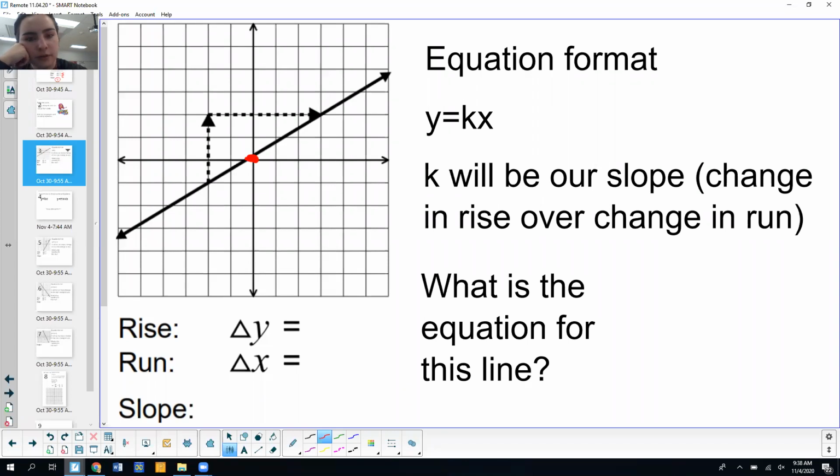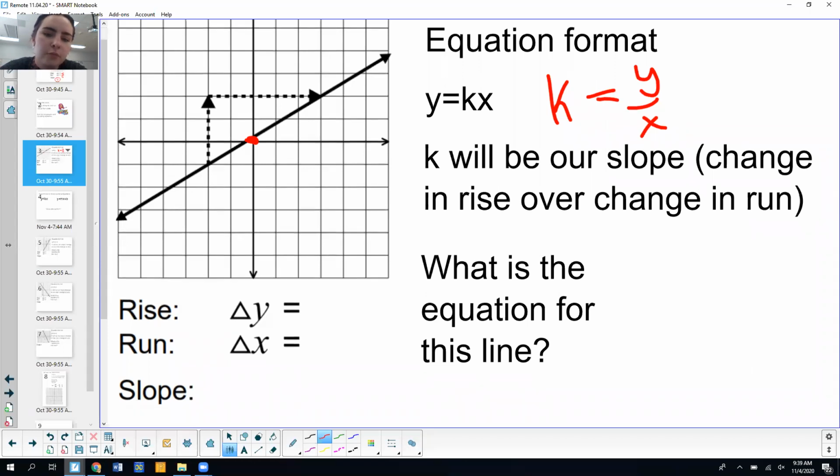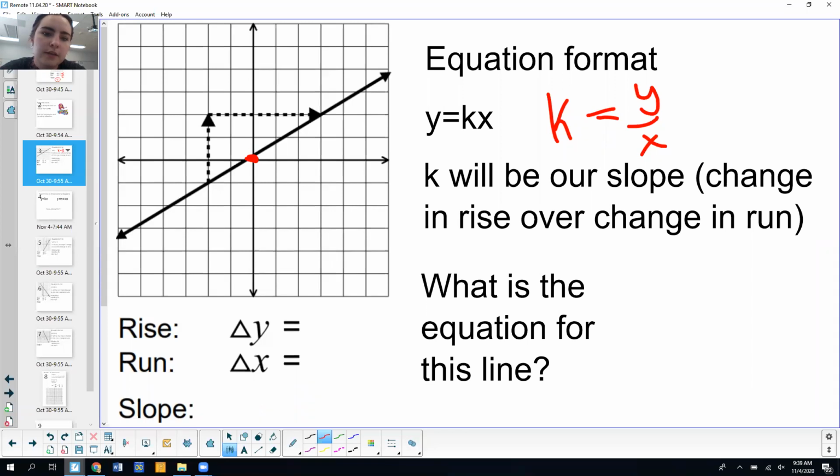Remember, our equation format for a proportional relationship is y equals kx, because to find the constant of proportionality, we do k equals y divided by x, and then to put it into an equation, we do y equals kx. So k will be our slope in this case. So what is the equation for this line?